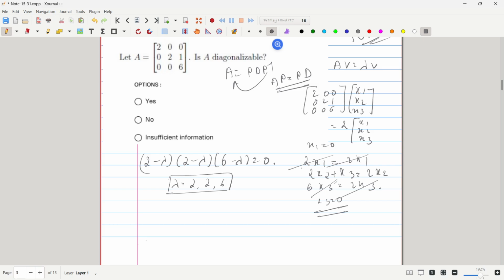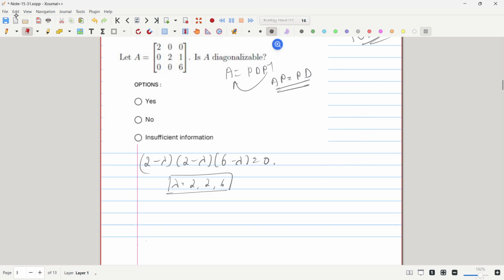Or you can do it this way also. You can write A minus lambda I into x is equal to 0. So 2 minus 2 is 0, 0, 0. 0, 2 minus 2 is 0, 1 and 1. 0, 0 and 6 minus 2 is 4. And you will get x1, x2, x3. So you will get x3 is equal to 0 and 4x3 is equal to 0. Rest x1 and x2 are dependent variables.